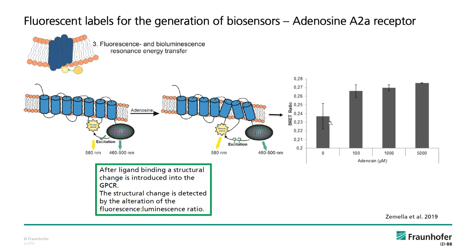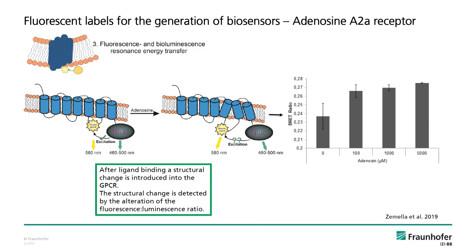And you can see on the right side that if we add a ligand, the ratio between the luminescence and fluorescence is changed. And therefore, we can determine that we have a ligand-dependent conformational change of our receptor in the cell-free synthesized system.